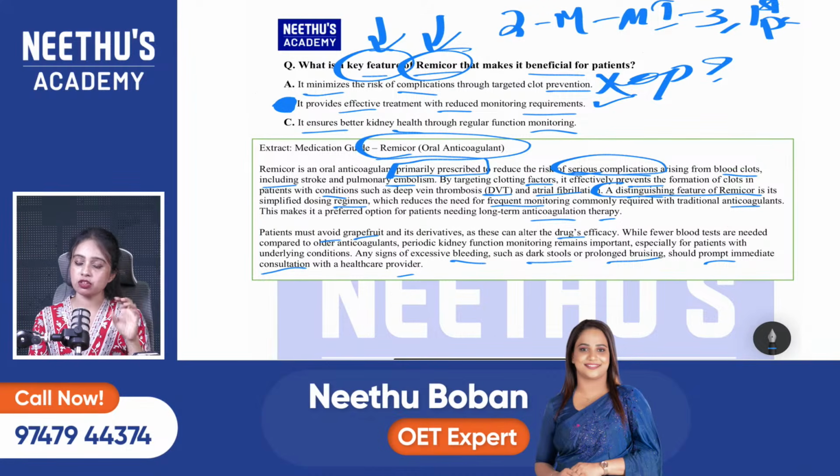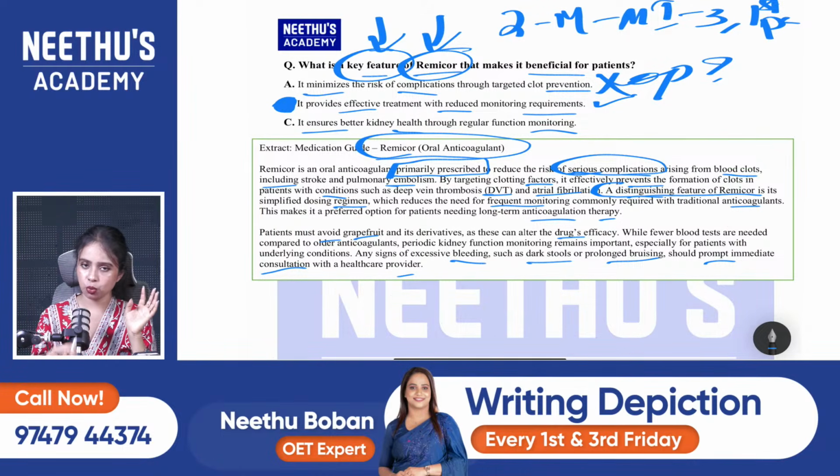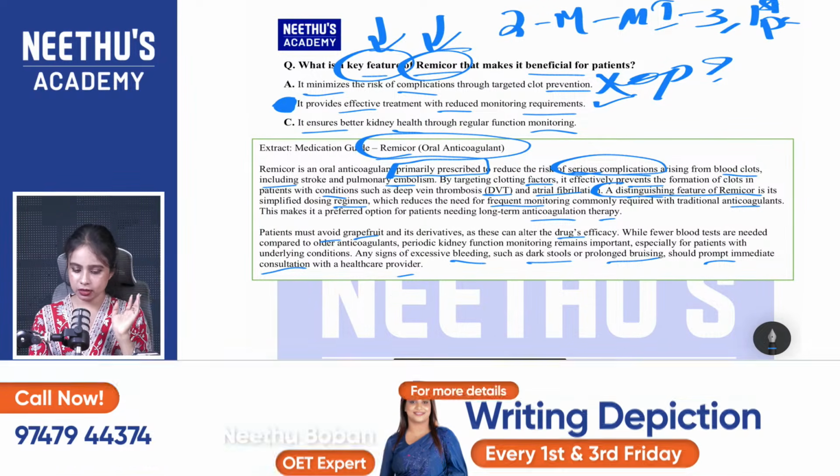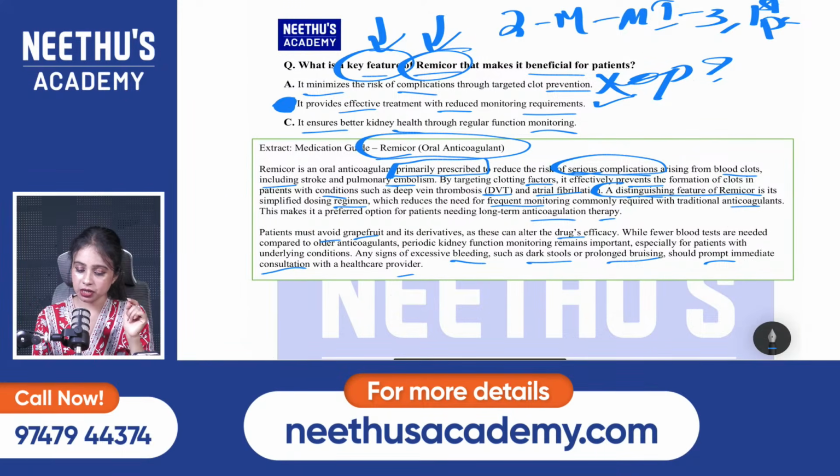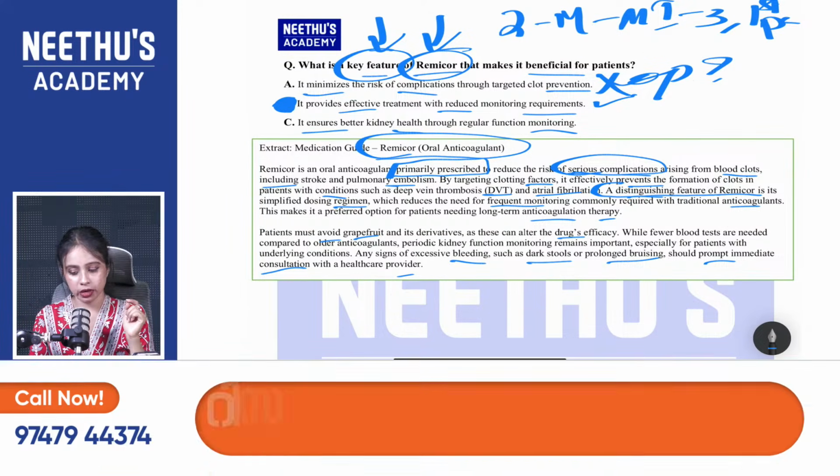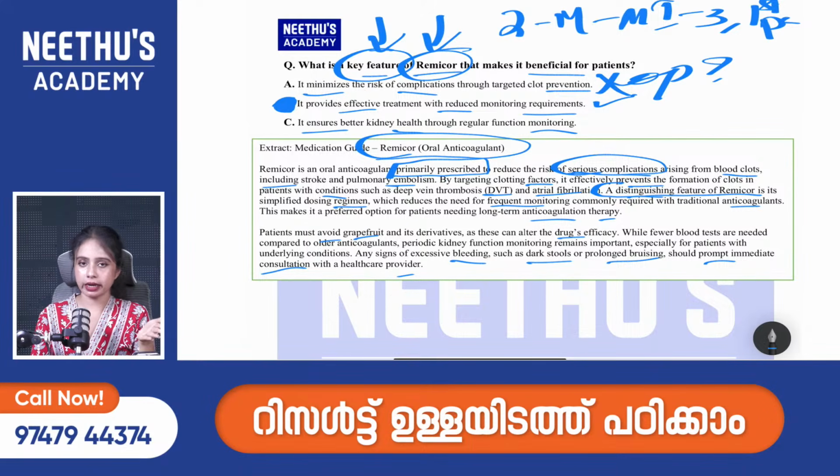And when you get the right answer, you can bubble that letter. Don't put a tick mark or anything, just bubble the letter. So it provides effective treatment with reduced monitoring requirements. That should be the right answer. That is the right answer.